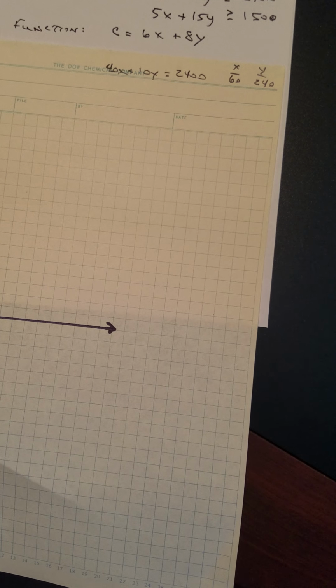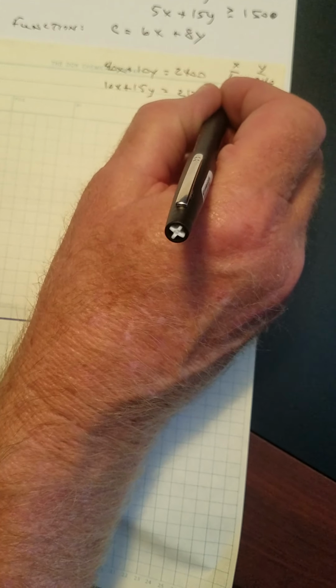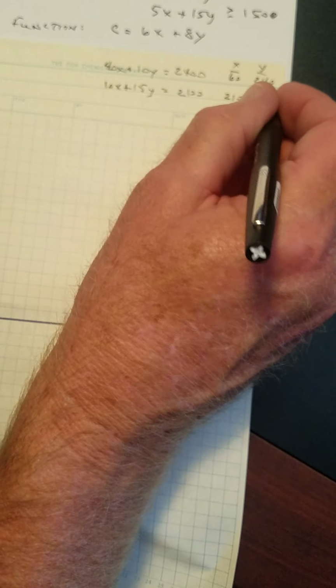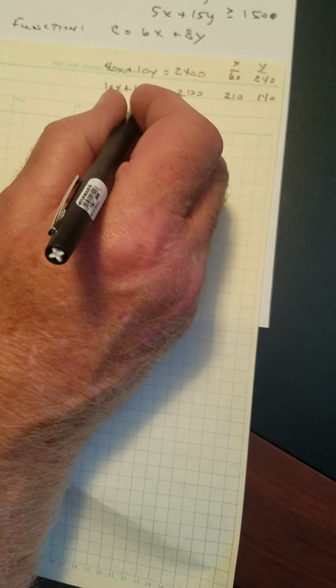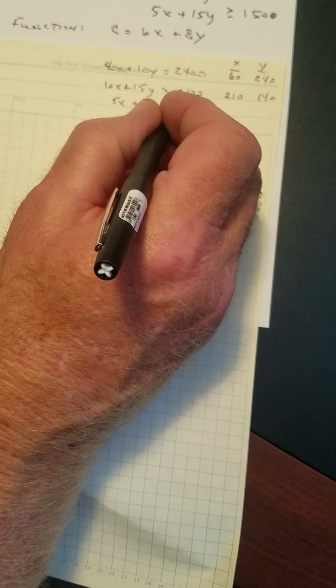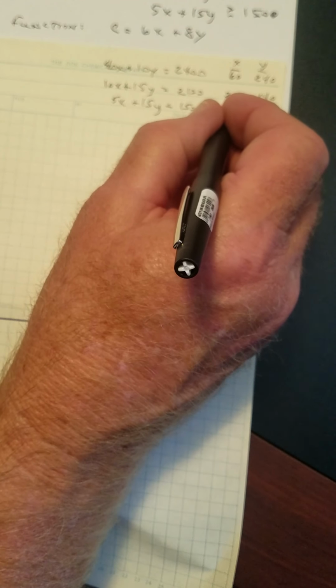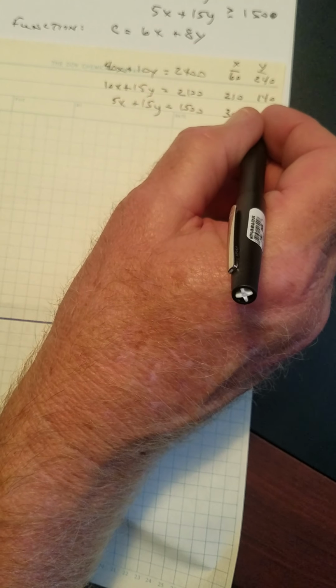Tell if it's showing up. There we go. The second equation, I got 10x plus 15y equals 2100. So my x-intercept here is 210. My y-intercept is going to be 140. And then the third equation, 5x plus 15y equals 1500. So my x-intercept is 300. My y-intercept is 100.